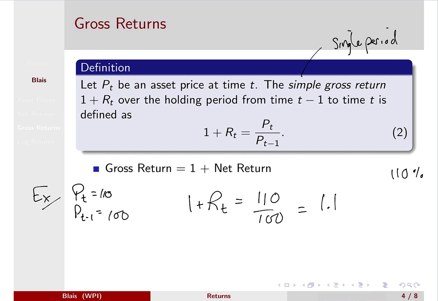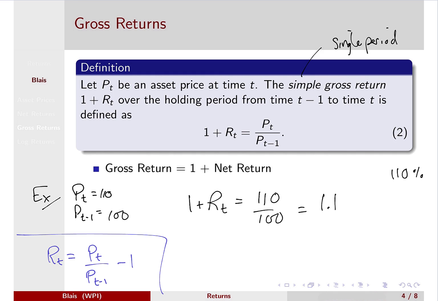So that's how you can think of the gross return. But again, it's just a matter of adding 1 to both sides of the net return equation. Recall that our net return equation on the previous slide was R sub t is P_t over P_{t-1} minus 1. And so if we add 1 to both sides, we recover this equation 2 here. So that gives us our net return and our gross return.